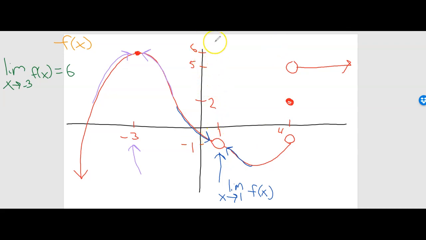Now, the problem is the function's not defined at x equals 1. There is no value there. But again, for a limit, it doesn't matter. We are only looking for what value the function is approaching, not what value the function actually has or attains at that x value. So in this case, this limit is equal to -1. Again, it does not matter that the function's not defined at x equals 1. It merely matters what the function is approaching, and that the function approaches the same value from both sides.